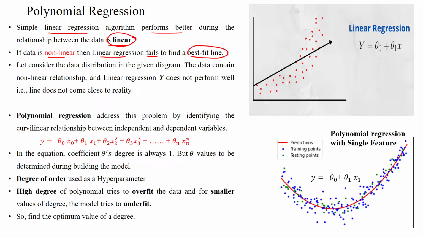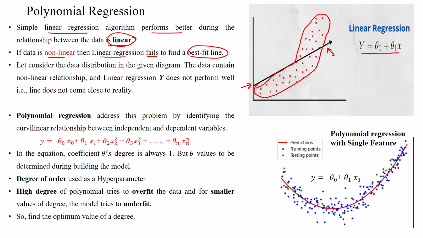So here you look at that. This is the linear regression equation for the given data. These are the data which are non-linearly arranged. So for the non-linear data, the decision boundary using linear regression is not creating the best fit line. So this is the issue created by linear regression.